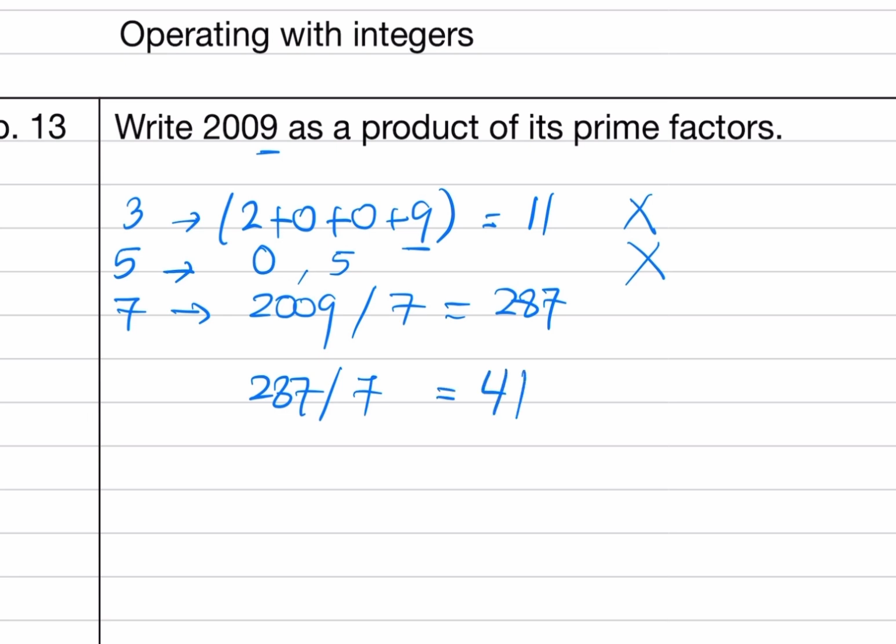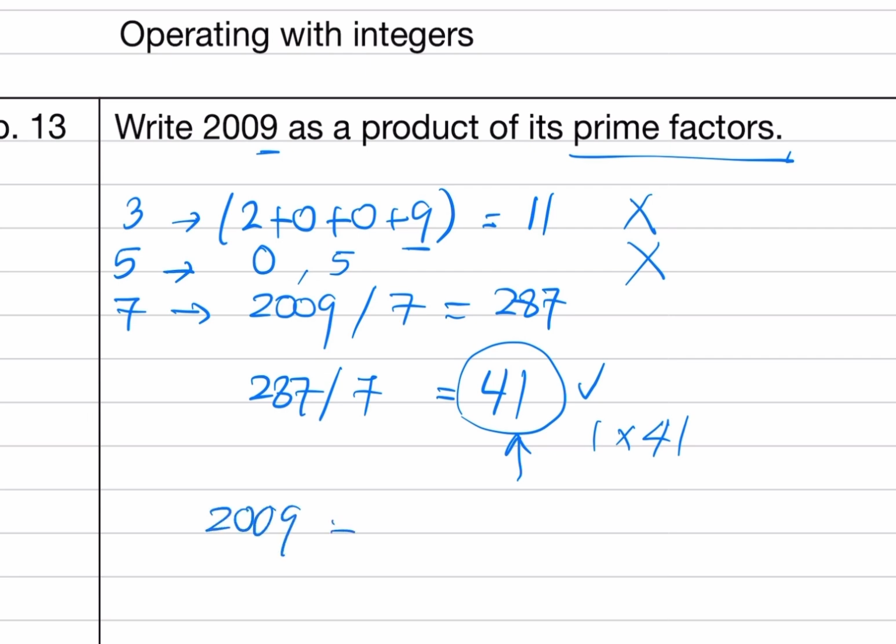It gives us 41. So let's check if 41 is a prime number. Well, if we look at the prime numbers rule, 41 has no factors other than 1 and the number 41 itself. So it is a prime number. So obviously, the prime factors of 2009 are 7, 7, and 41.